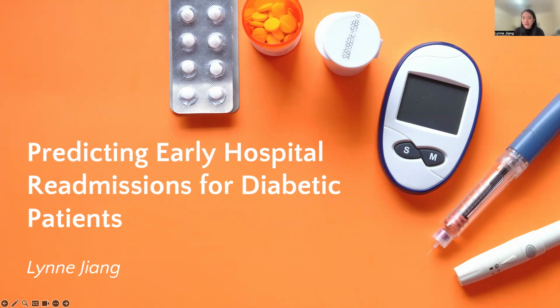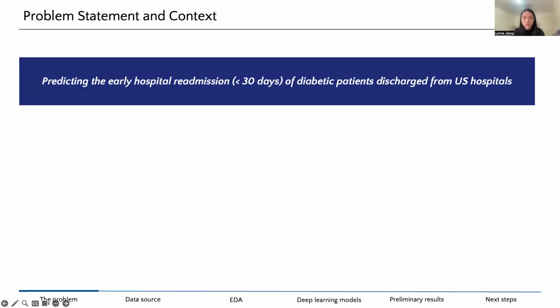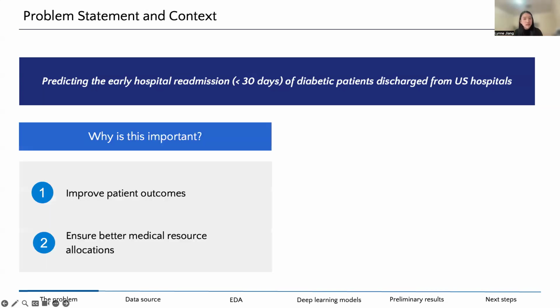Hi everyone, I'm Lynn, and today I'll be giving an update for my deep learning task focused on predicting early hospital readmissions for diabetic patients. That is, for someone who has been diagnosed with diabetes and discharged from a US hospital, the task is to predict whether they'll be readmitted to hospital within 30 days. This is important to improve patient outcomes and ensure better medical resource allocations.